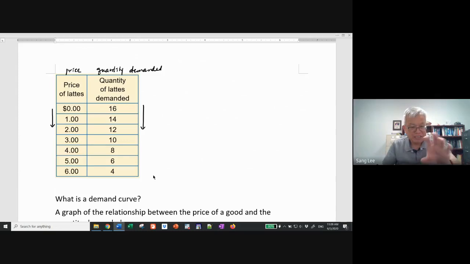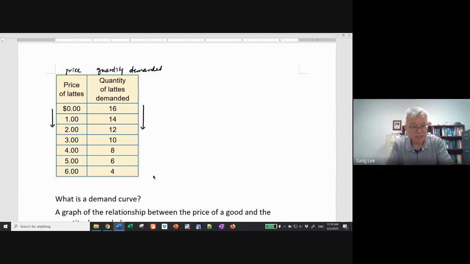So do you see here an inverse or negative relationship between change in price and change in quantity demanded? It is obvious. As the price increases, the number of lattes consumed is decreasing. So when we show such a negative or inverse relationship between price and quantity demanded in a table with two columns, one is price, the other is quantity demanded, we call this demand schedule.